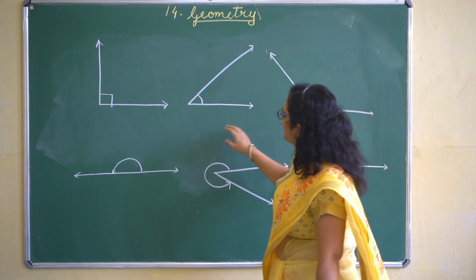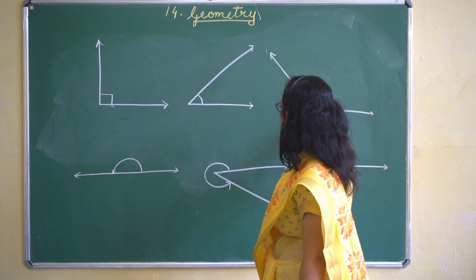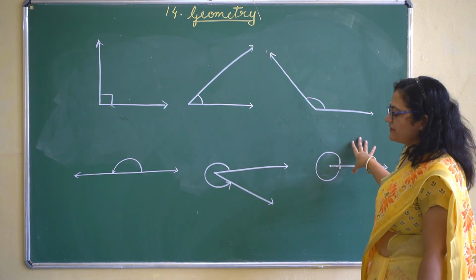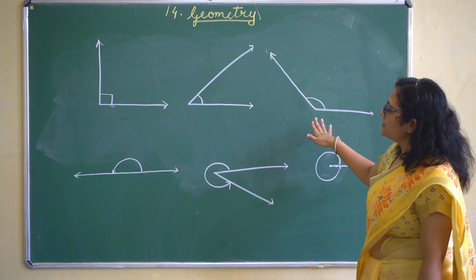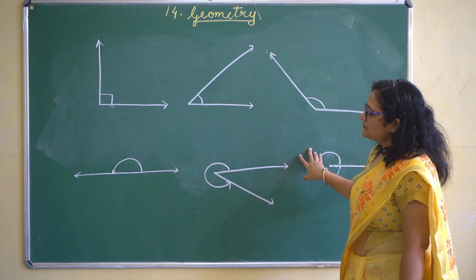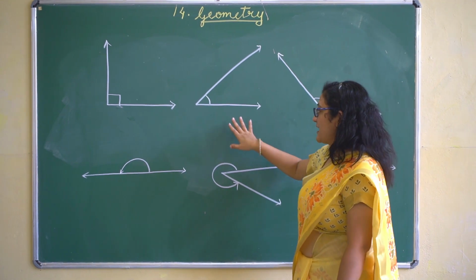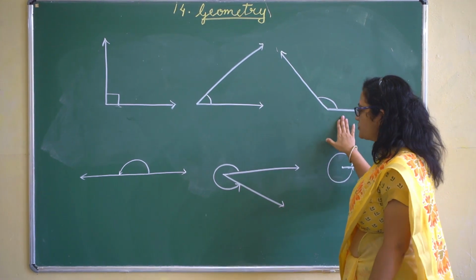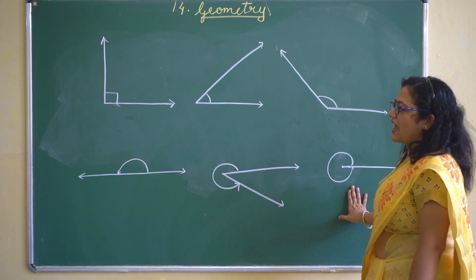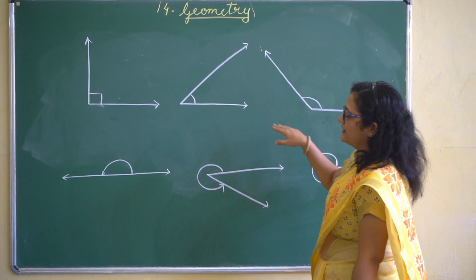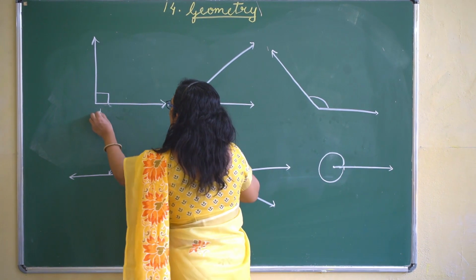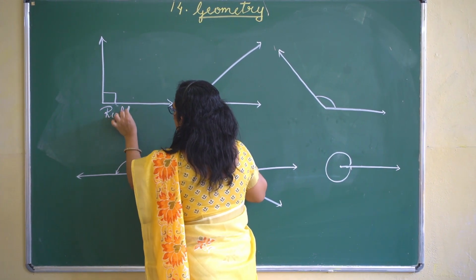Now I have drawn some figures. What are these? These are angles, but they are different types of angles. Now we will study about different types of angles. There are 6 types of angles: right angle, acute angle, obtuse angle, straight angle, reflex angle, and complete angle. So what is a right angle? This is a right angle.